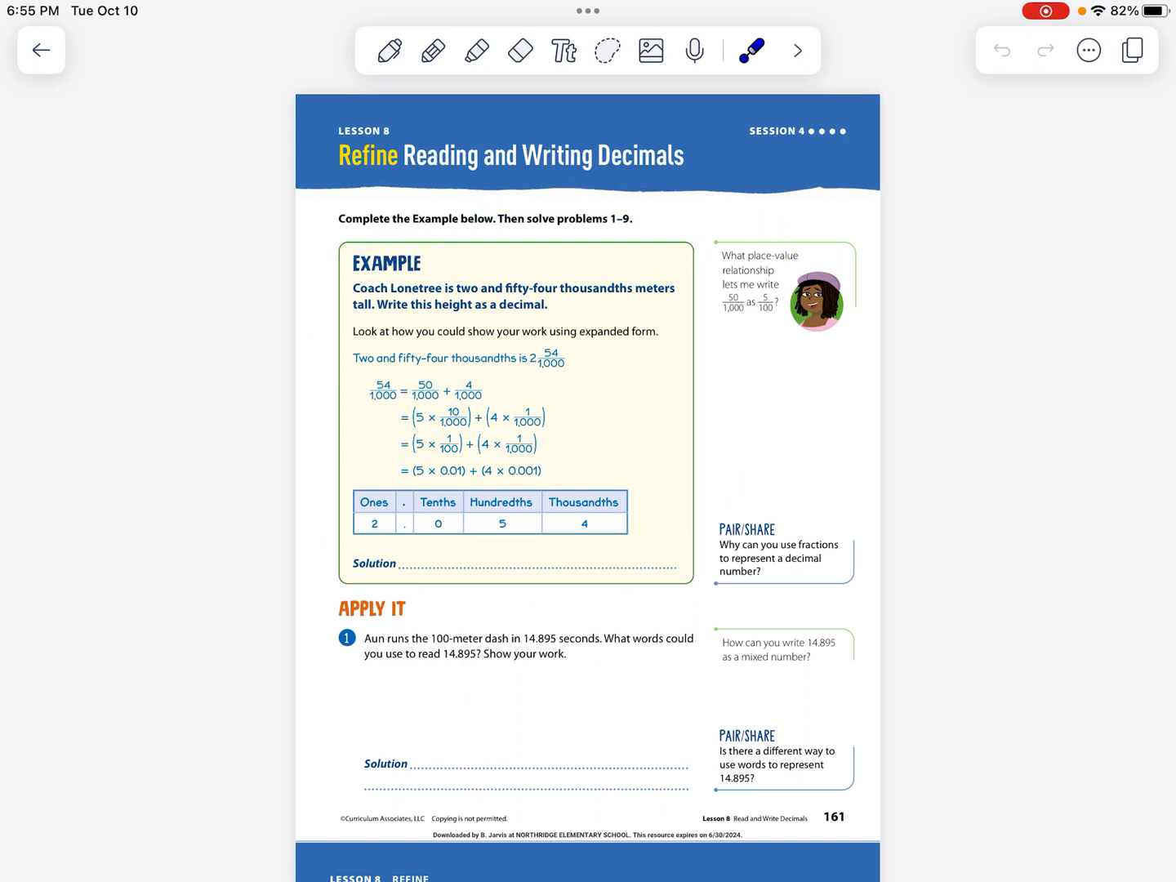Example, this is good. This will be really helpful. It's a good looking example if you need help. It also has a good place value chart that you can copy over if you need it. Okay.